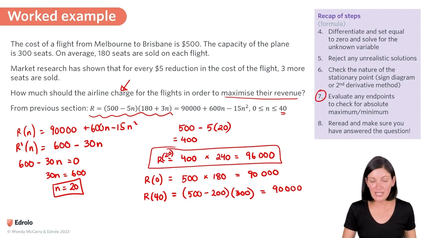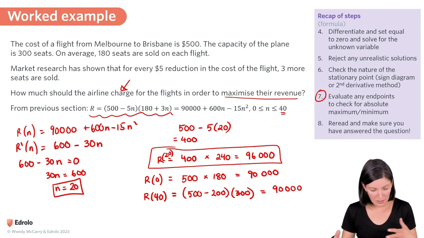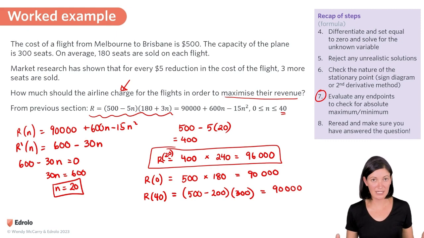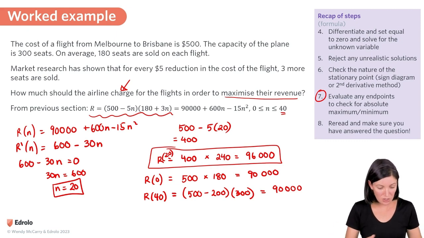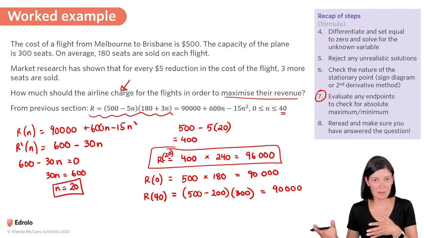So for this type of question, we were looking at the endpoints of our domain to make sure that the stationary point that we found was the maximum. Let's go back and reread the question. It said, how much should the airline charge in order to maximize their revenue? Well, they should charge $400 to maximize their revenue.